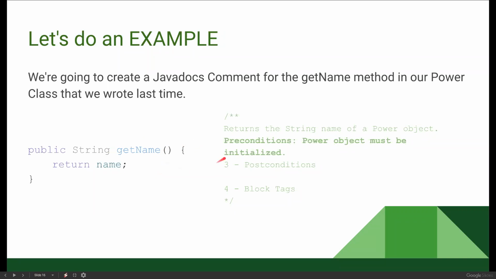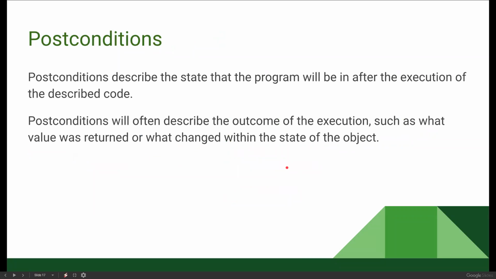So there's our preconditions. Our postconditions are going to describe the state that our program will be left in after our code has been executed. So we have pre and post, before and after. So this is going to usually describe what the outcome of our execution of our code was. So what happens as a result. So what value we're returning or what might be changed within the state of the object after the code has run.